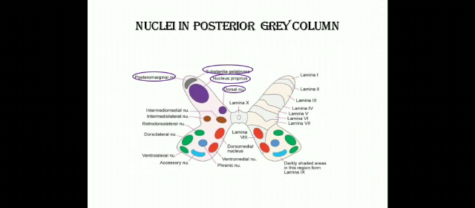The nucleus dorsalis of Clark, also known as the thoracic nucleus, extends from C8 to L3 segments. It contains the interneurons.